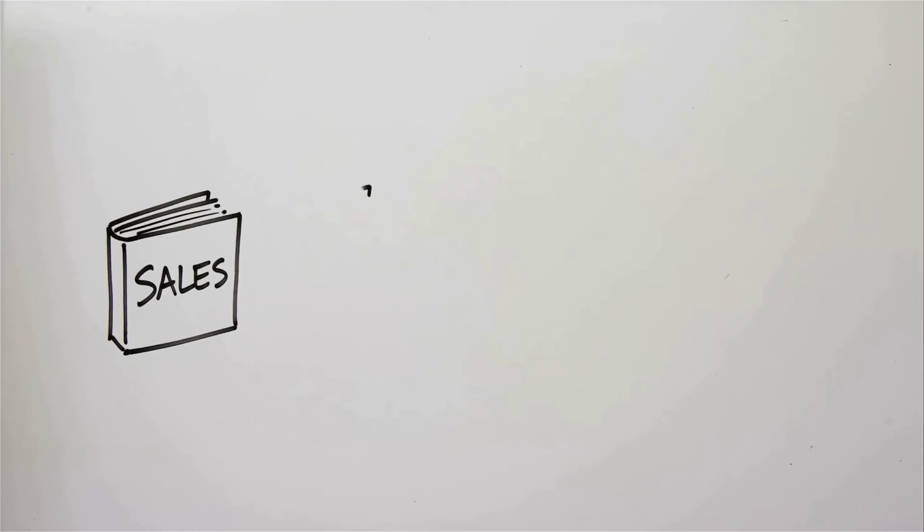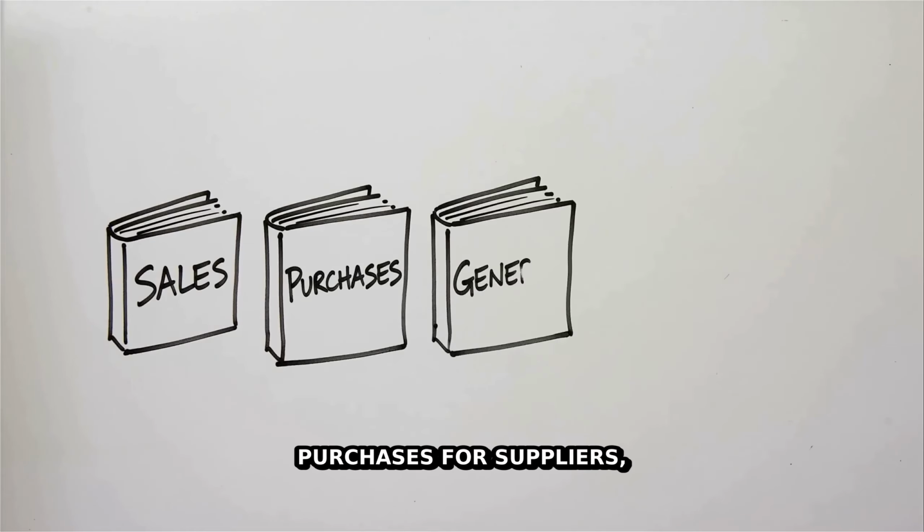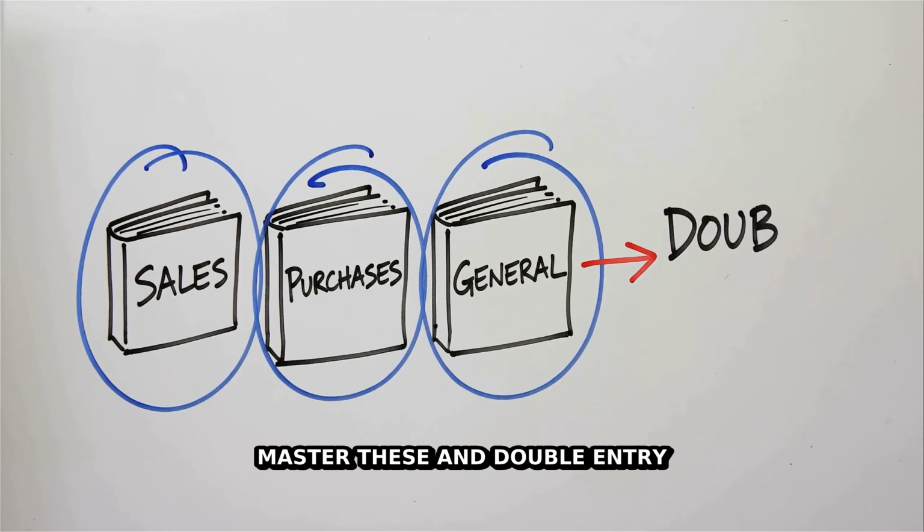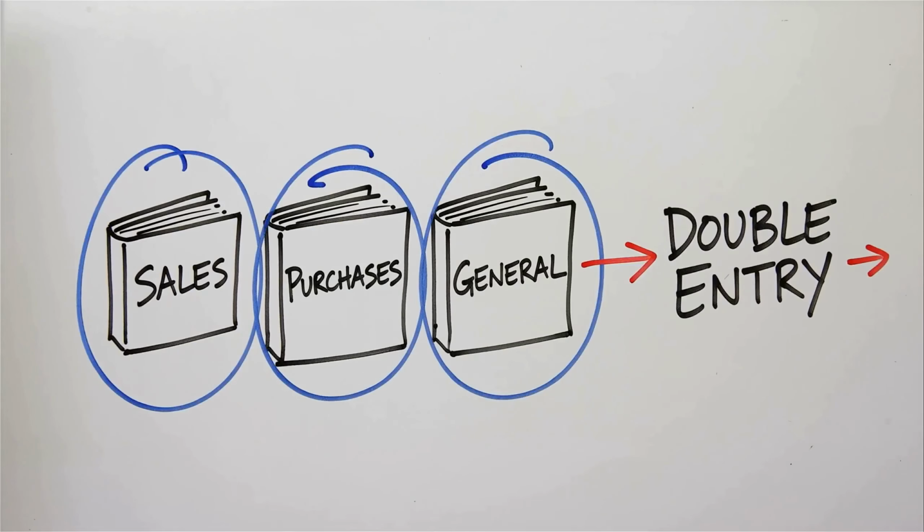Three ledgers: sales for customers, purchases for suppliers, general for everything else. Master these, and double entry is next.